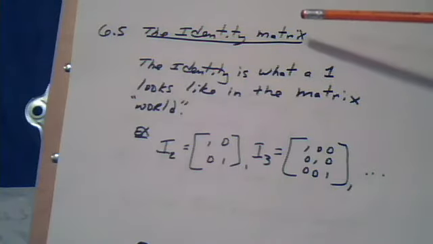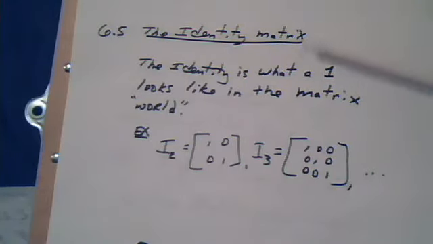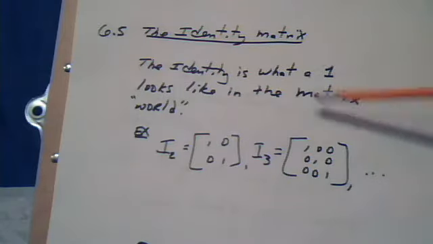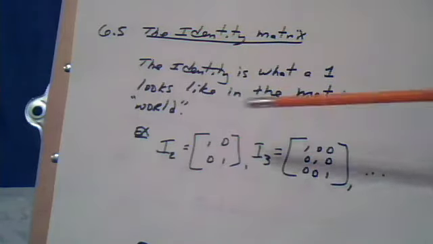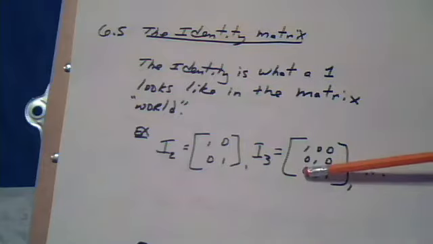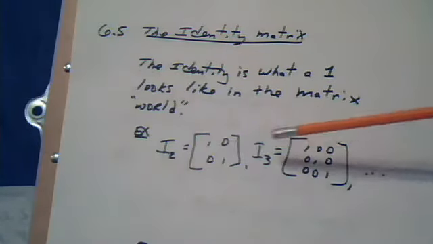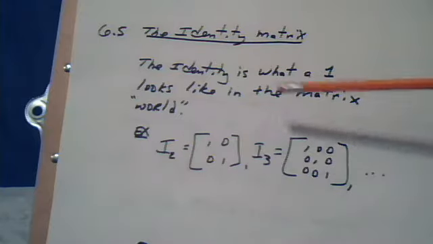The identity matrix would be like what a 1 is in the matrix world. For example, the identity is what a 1 looks like in the matrix world. These are the way 1s look in the matrix world. They don't look like this one here. They look like this. And notice that they change. This one's smaller, this one's bigger.